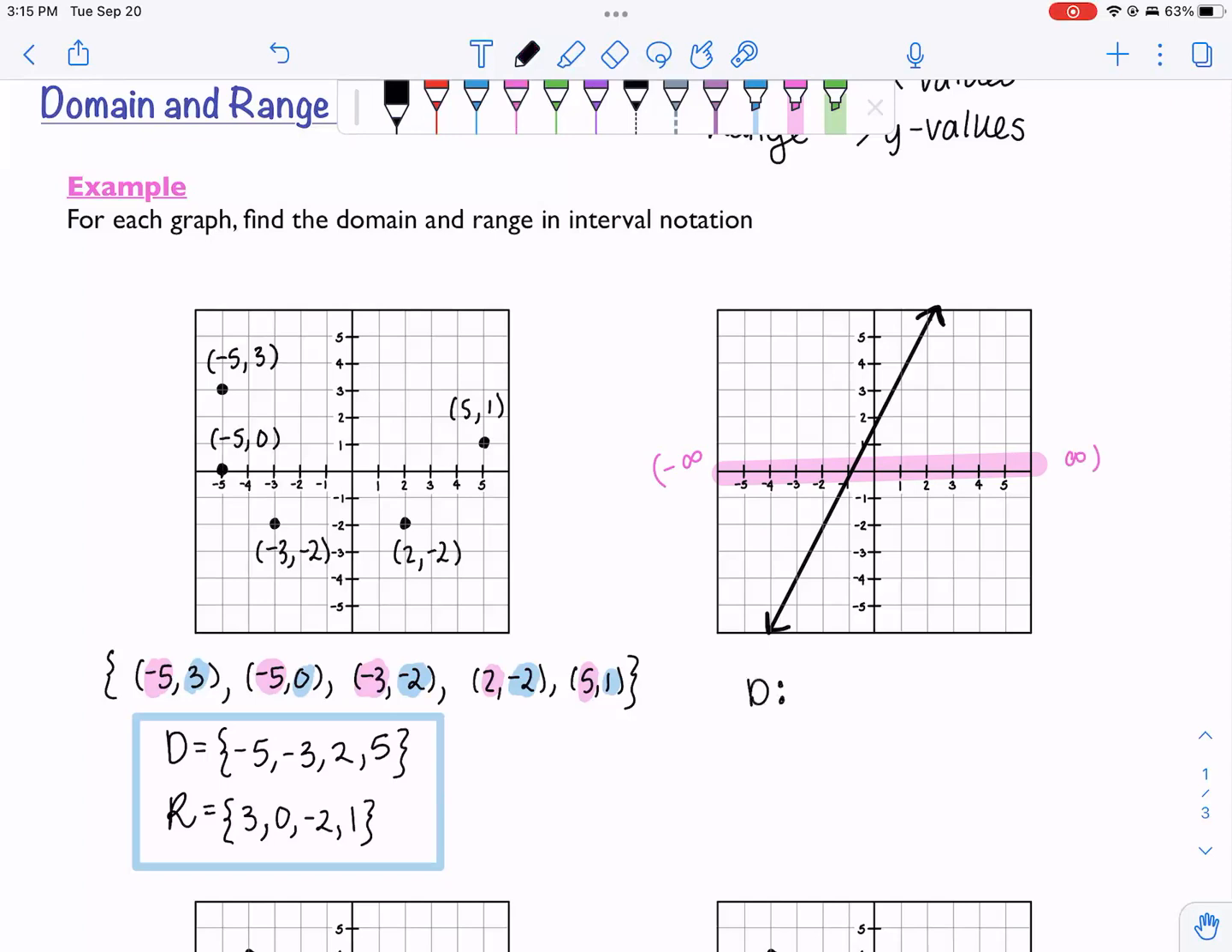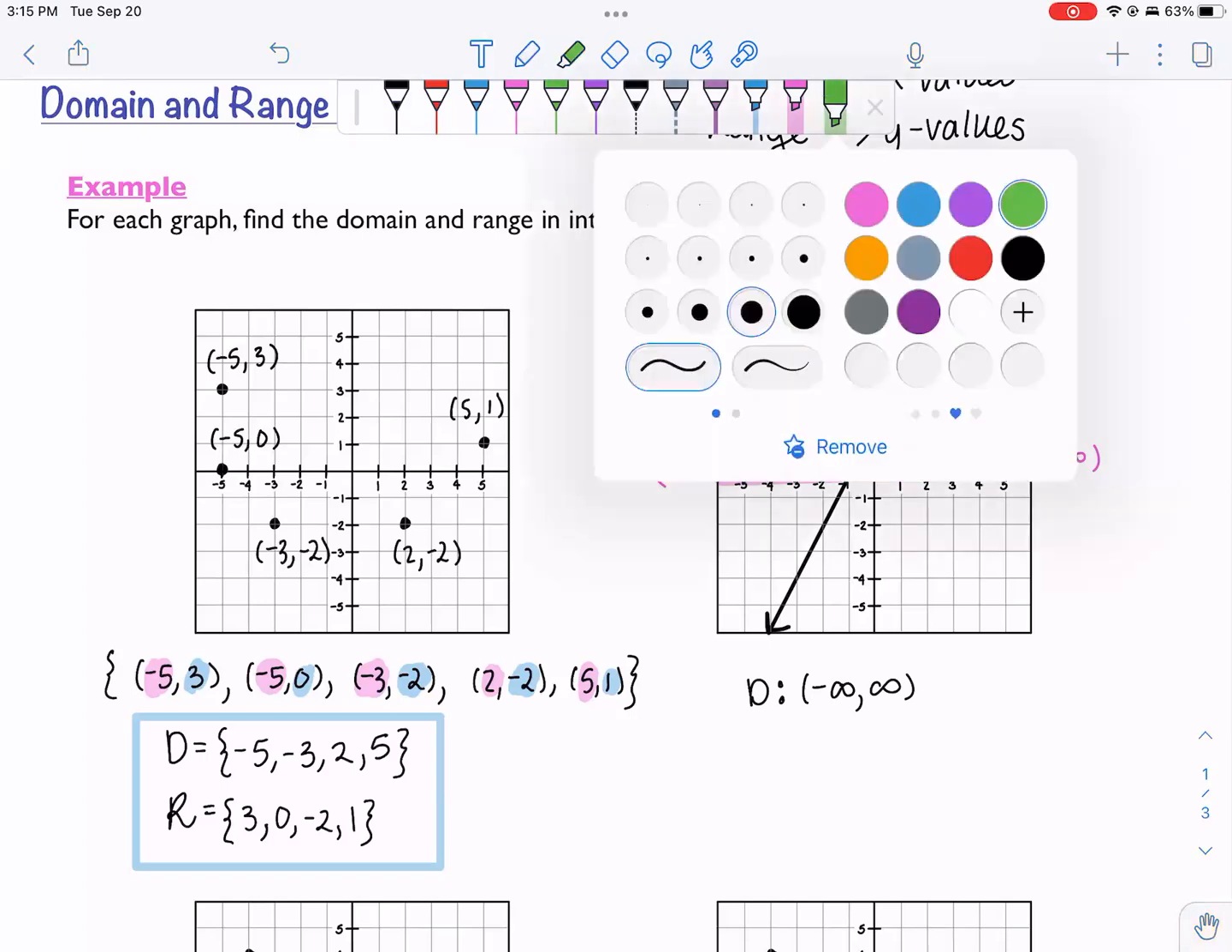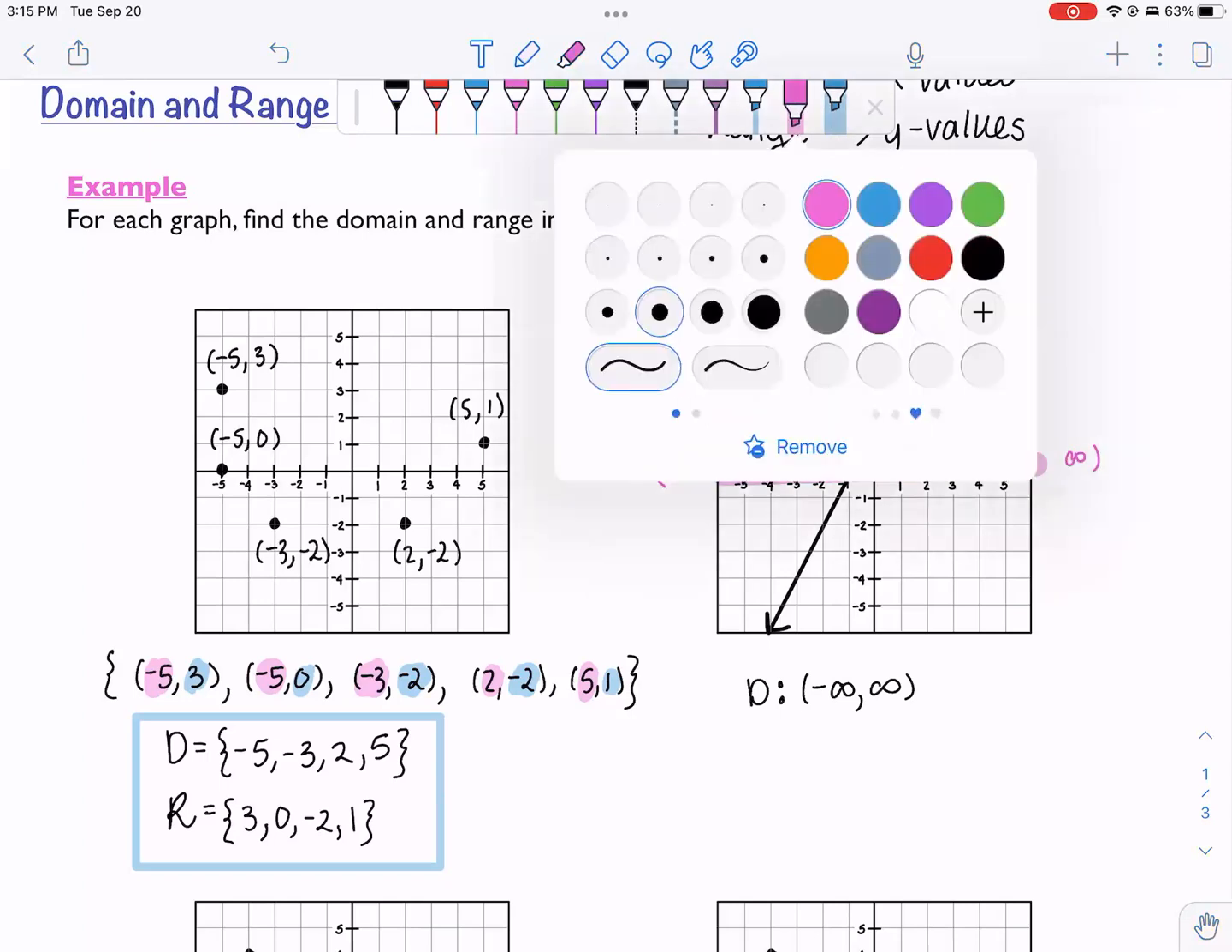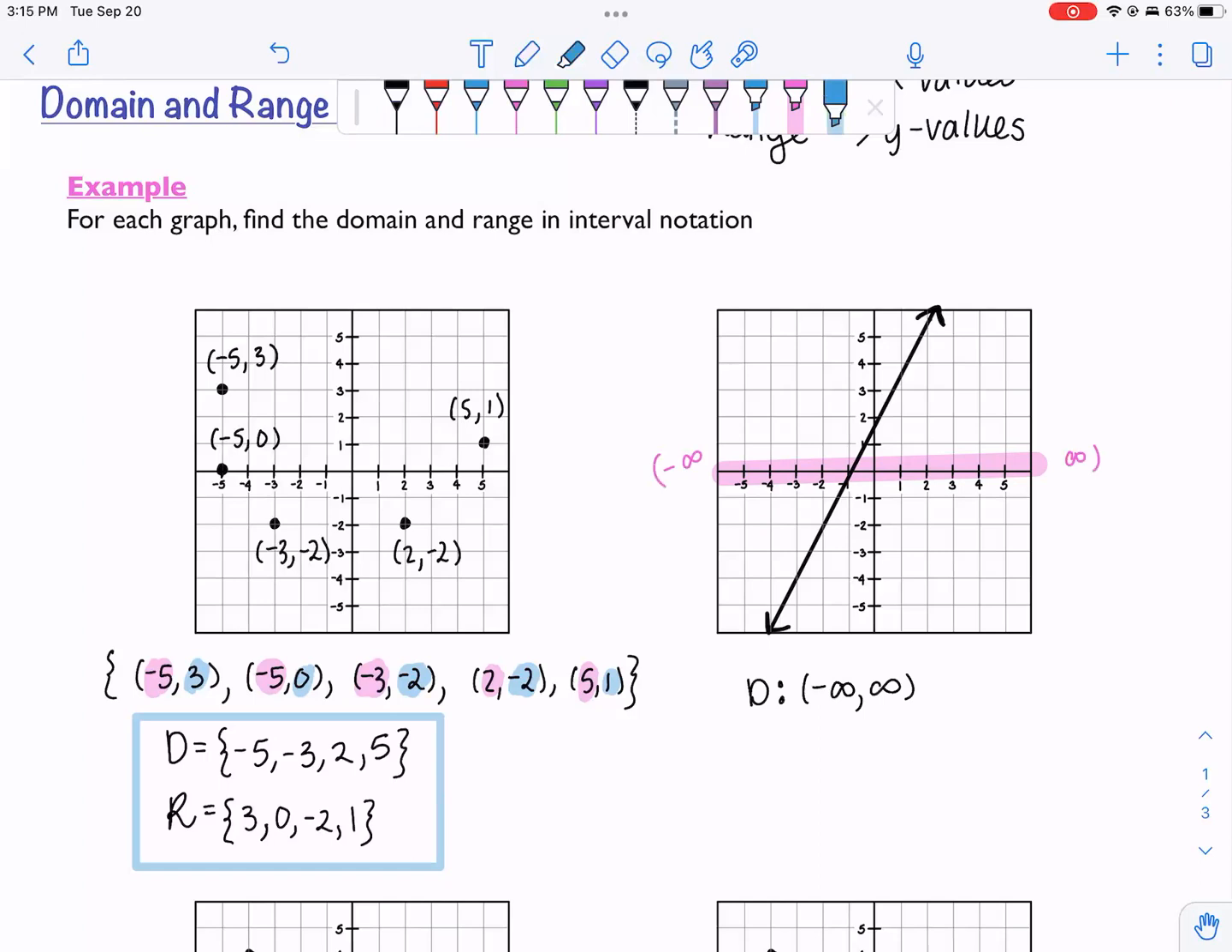Because all x values will eventually be covered. For the y values, it's the same idea for this line here. They're going to go from -infinity all the way up to infinity for the range. And this is just true of lines. They have domain and range that is -infinity to infinity. That's a line thing.